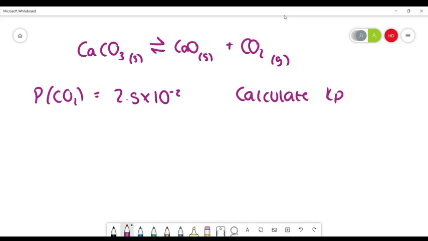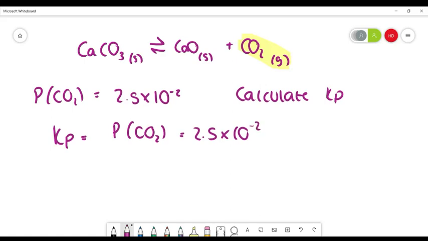Cool. As you know, only gases are included in Kp. So this one is quite simple. There's only one gas. So Kp equals pCO2, which equals 2.5 times 10 to the minus 2. And the units would be atmospheres, and you can just keep the units at whatever the units are.